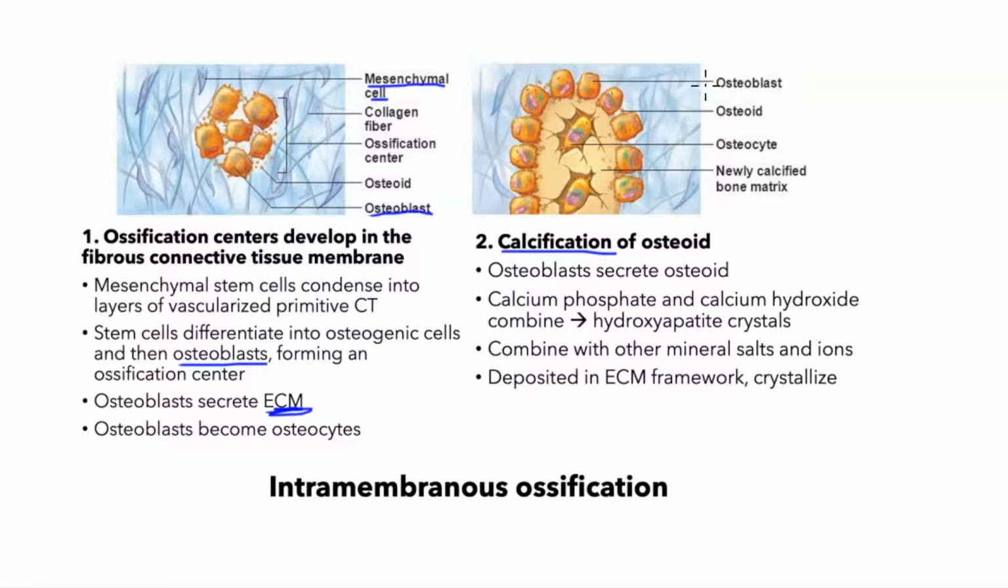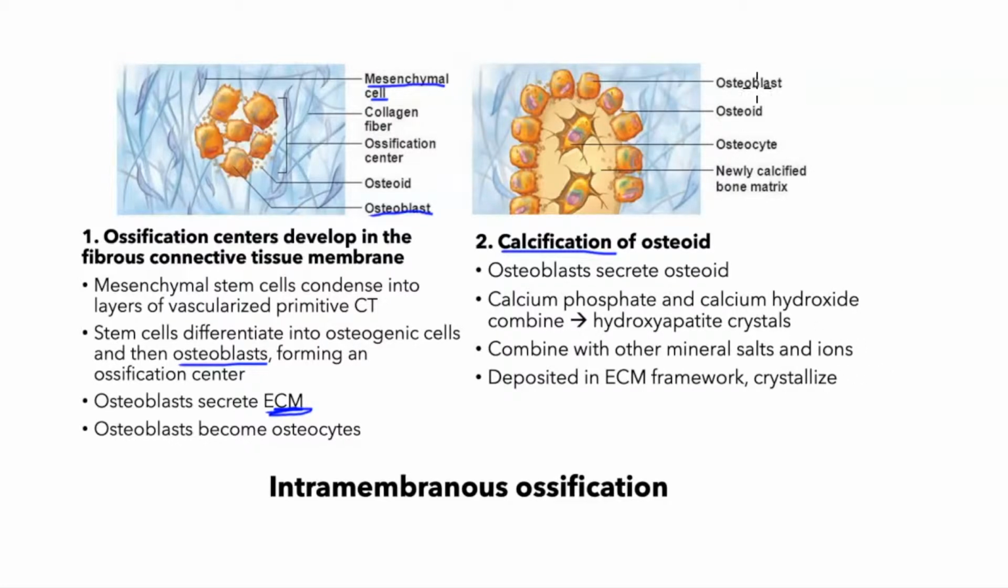So as you can see here, the osteoblasts are around the outside of the forming bony structure, and they're secreting osteoid toward the middle. Calcium phosphate and calcium hydroxide combine to form hydroxyapatite crystals. And the hydroxyapatite crystals form this needle-like structure, and that is the pale color here that you can see, newly calcified bone matrix. And these combine with other mineral salts and ions to form a harder structure.